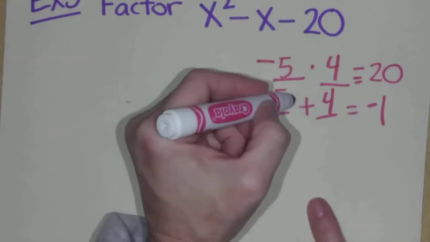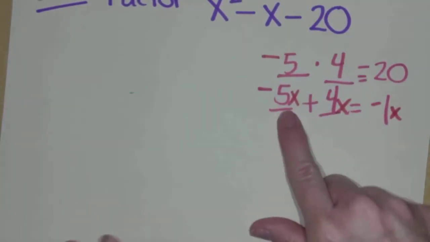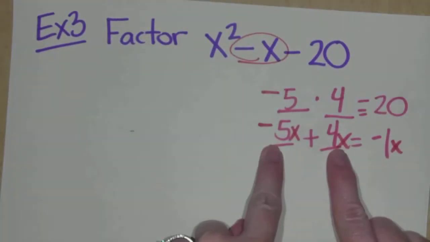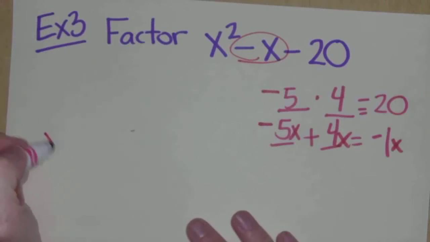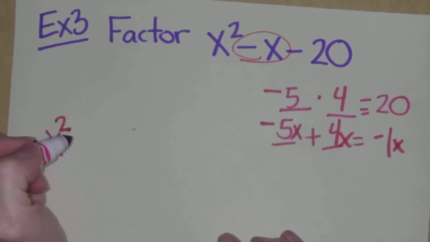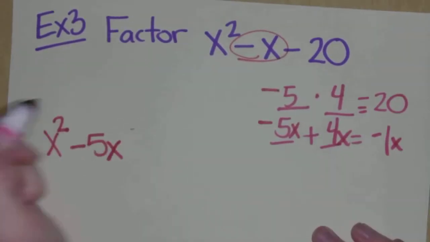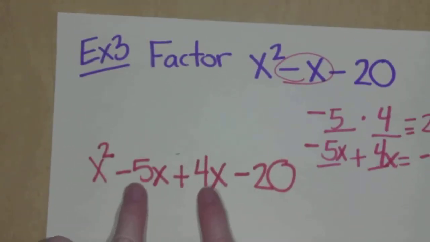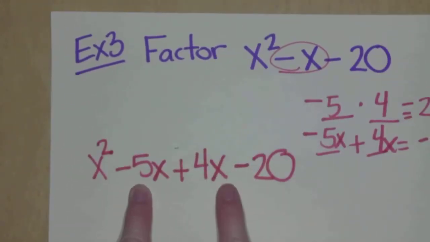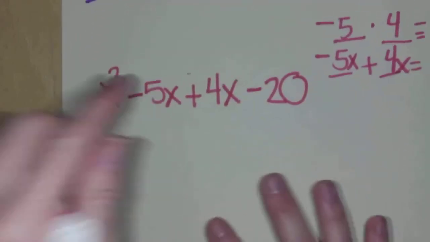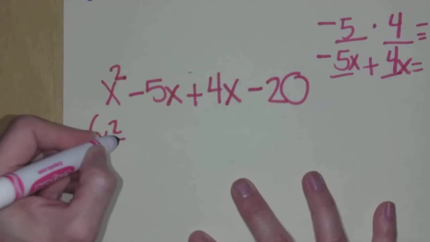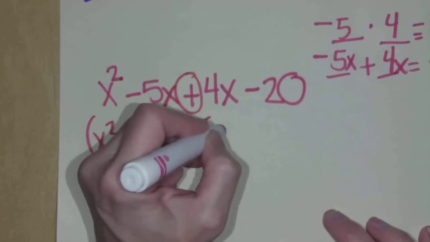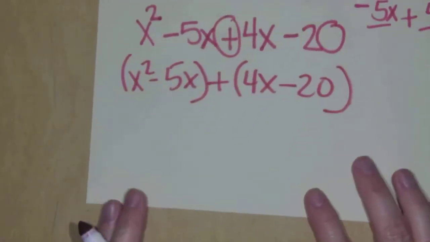Okay, so again, these are like my x's here. A negative 5x plus a 4x makes a negative 1x. So we're going to rewrite this term right here as the sum of these two terms. So we've got x squared minus 5x plus 4x minus 20. Again, check these, check that. Do these make that? If they do, you're good. Now we group. This is a nice one because we don't have to worry about the signs because this is a plus. We love when that's a plus. Then we don't have to worry about what we did in the last example.